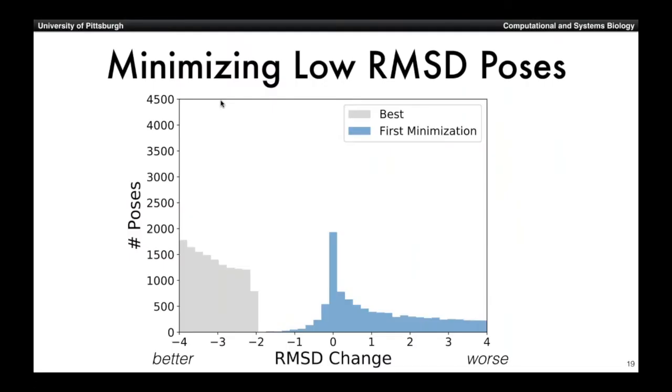And this is an example where we're minimizing. We have a bunch of poses that are all low RMSD, and if we can properly optimize them to the true crystal pose, then you would have that gray distribution, right? But when we take this model and optimize them, almost all of them get worse. So we're not going in the right direction. So the minimizing, it's just not working.